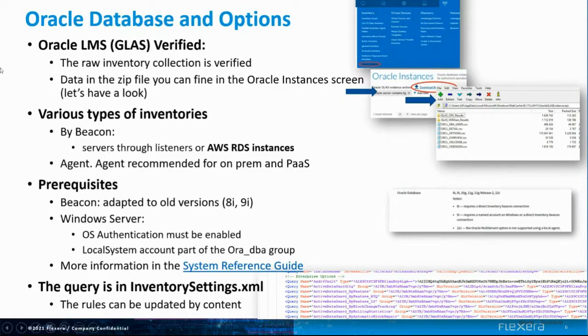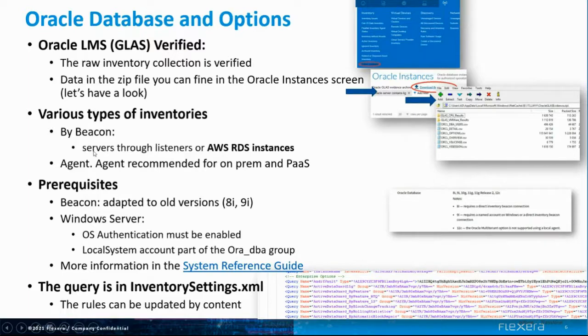But it has downsides: you need to know which are the instances you want to inventory, because you need to create the users on the instances. It has some challenges with opening the ports. From the beacon, you should access each of the Oracle servers to ping the listener. So in the end, this is not the recommended option now that we have the agent inventory.